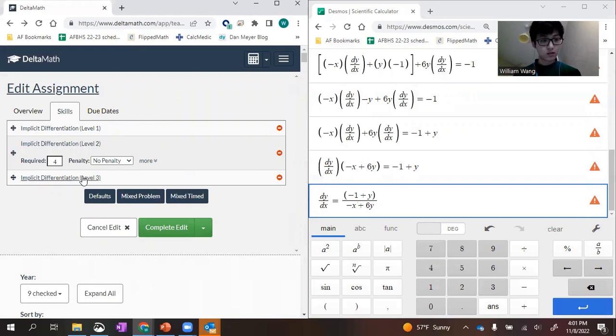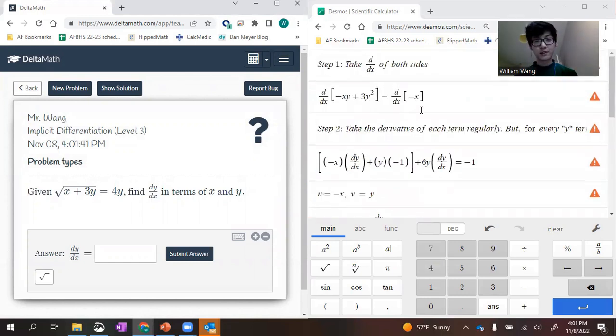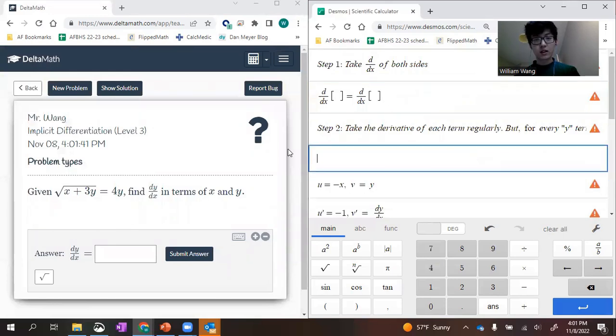That's level 2. Let's take a look at level 3. Same steps. Remember, same steps. We just have to apply our derivative rules.